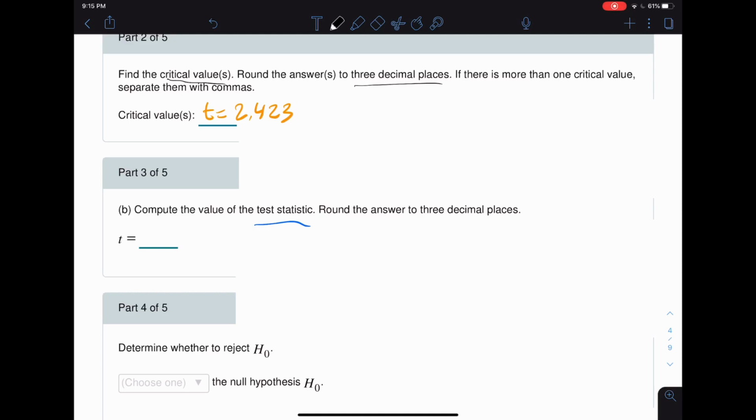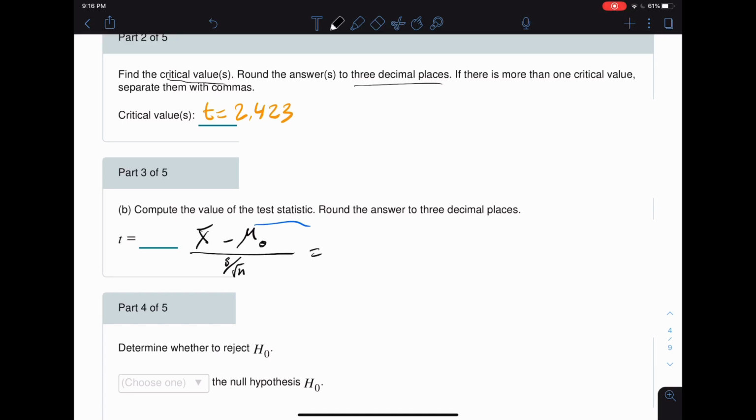Let me write that again for everybody to see the formula. The formula is going to be our sample mean minus the population mean. And they have this little zero subscript notation just to show you that that's the population mean that is in our null hypothesis. And it's divided by our sample standard deviation divided by the square root of n.